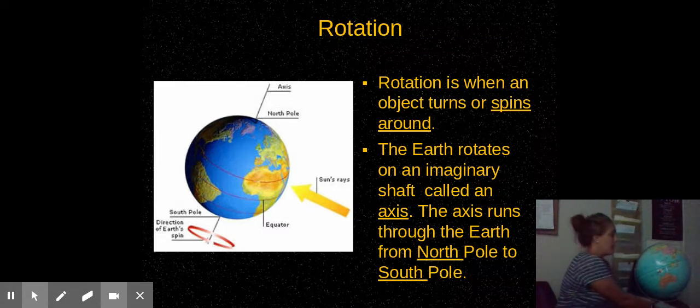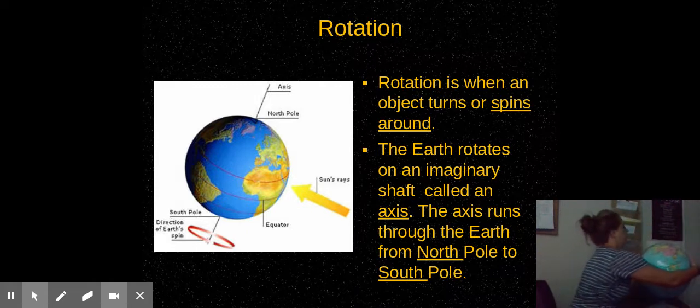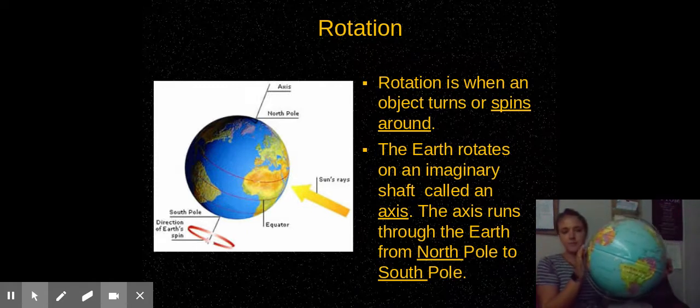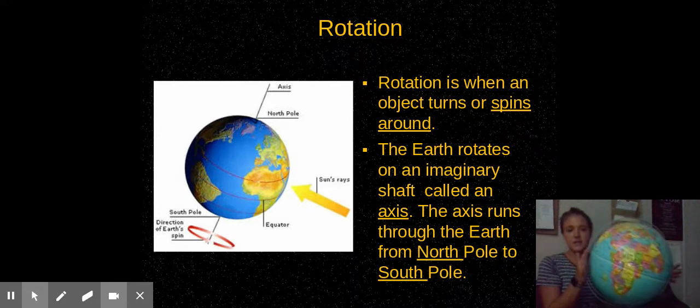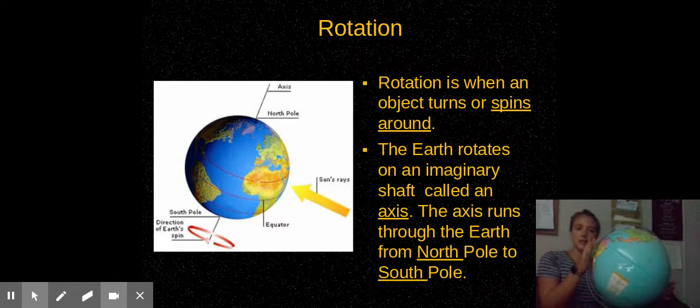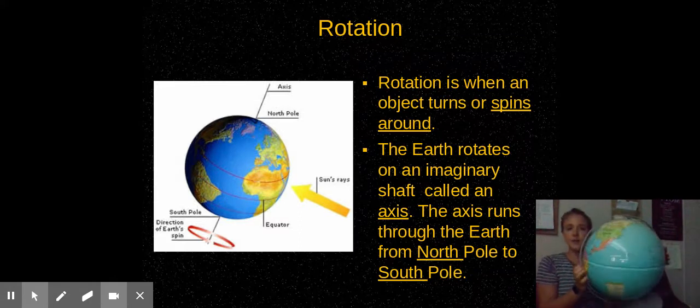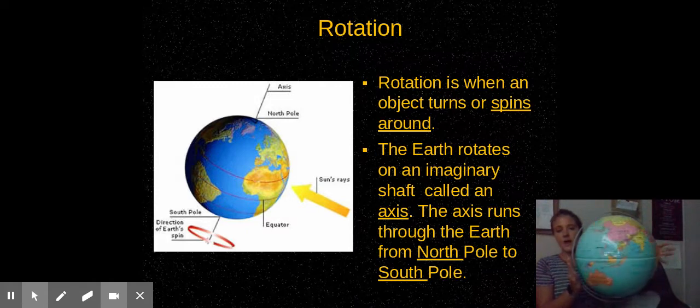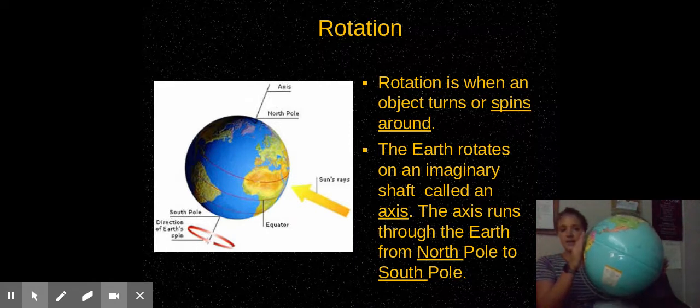The Earth actually rotates on an imaginary shaft, like a stick basically, called an axis. And this axis runs through the Earth from North Pole to South Pole. If you can see my globe here, this is not technically straight up and down. It looks like it's tilted a little bit, like it's spinning off center. This would be straight up and down. However, the Earth doesn't actually spin like this. It actually does spin at a tilt.